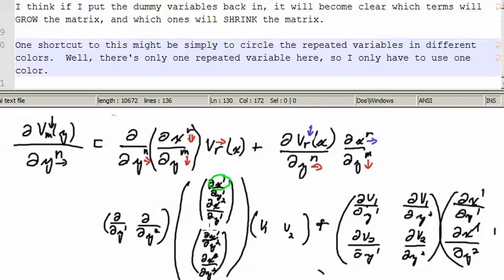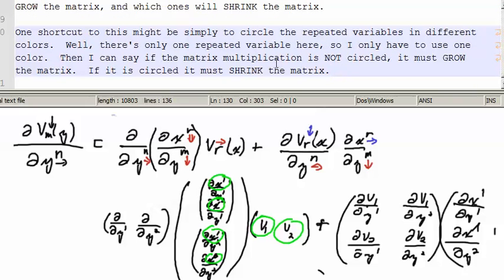But here, the repeated variables are the x's and the v's, and then I can say if the matrix multiplication is not circled, for instance, this del del y times this, is going to have to grow the matrix, and this del del y times this is going to have to grow the matrix. So instead of a 1 by 2 by 1, 1 by 2, 2 by 2 by 1, we will probably have a 2 by 2 by 2 when we get done with that. And then when we have the 2 by 2 by 2 times the 1 by 1 by 2, we will end up having a smaller matrix. Same thing over here.